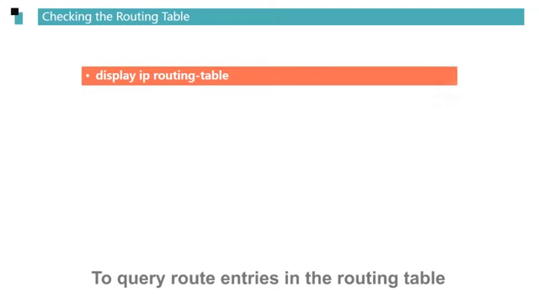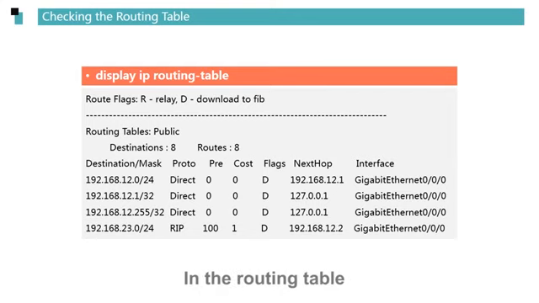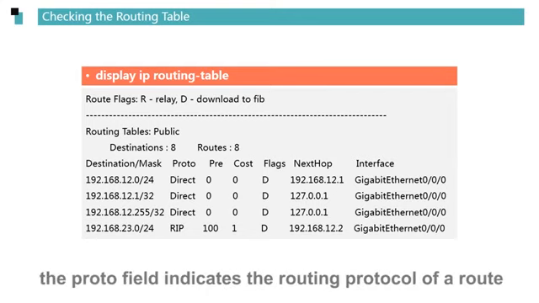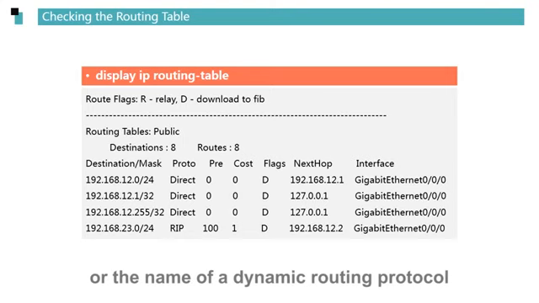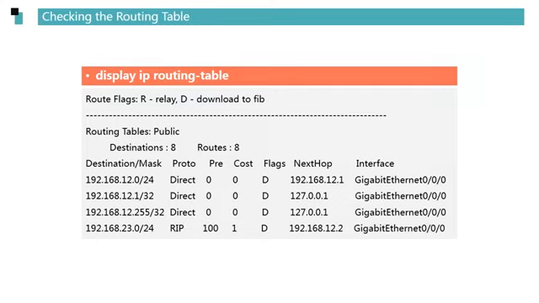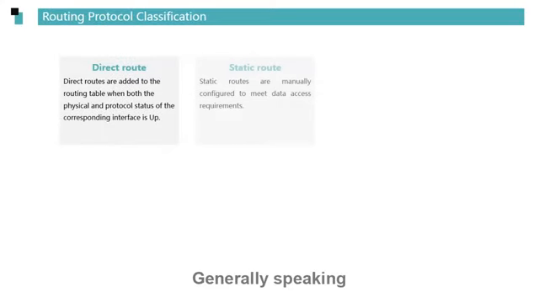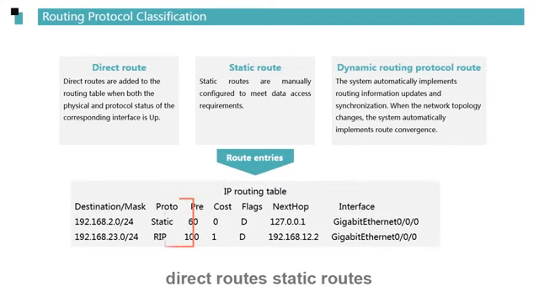To query route entries in the routing table, run the display ip routing-table command. In the routing table, the Proto field indicates the routing protocol of a route. The value can be direct, static, or the name of a dynamic routing protocol through which the route is learned. Generally speaking, routes are classified into three types: direct routes, static routes, and dynamic routing protocols.